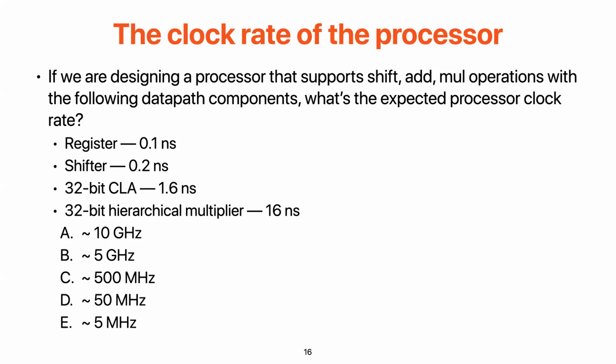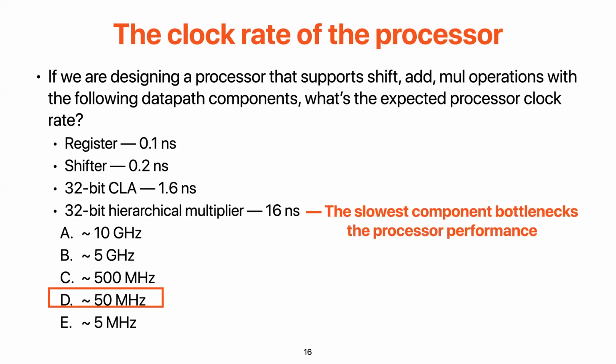What do you think? Okay, I chose D because if you remember, the clock cycle should be the highest period, which in this case is 16 nanoseconds. So if you use the formula, you actually get around 62.5 megahertz, which is closest to D, which is about 50 megahertz. Okay, so if we connect all of them in parallel, the slowest component would bottleneck the processor performance, right? Which means 50 is our goal, right?